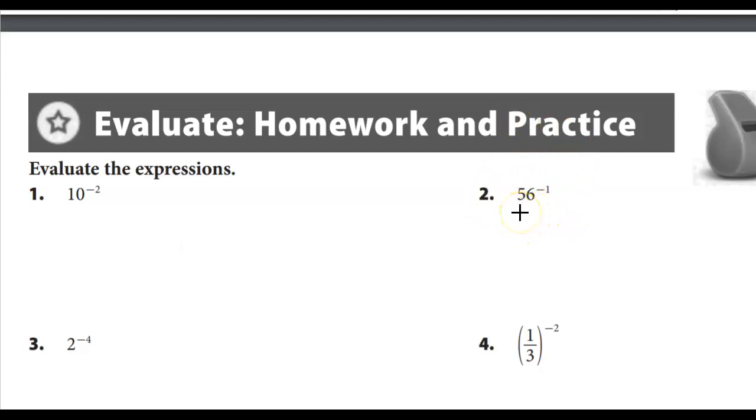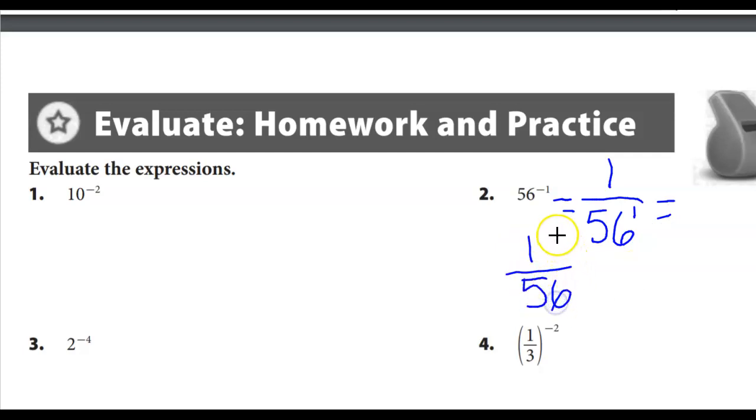I'll do one more for good graces. Okay, so we have 1 over 56 to the imaginary first power, which is really just going to be 1 over 56. And we're done. When it has ones, they're really easy. It's when these numbers start to get a little bigger that they get a little more intimidating. But really, you're just doing that to the exponent and putting the 1 up top.